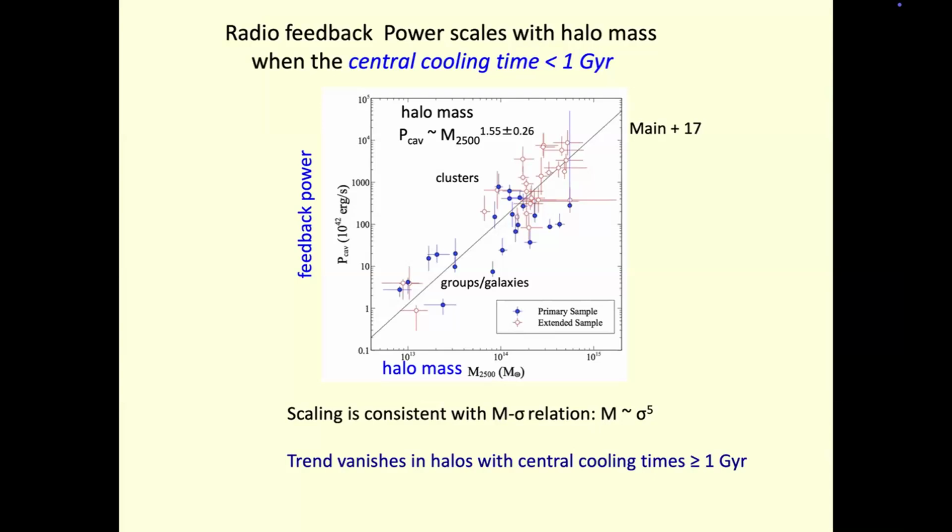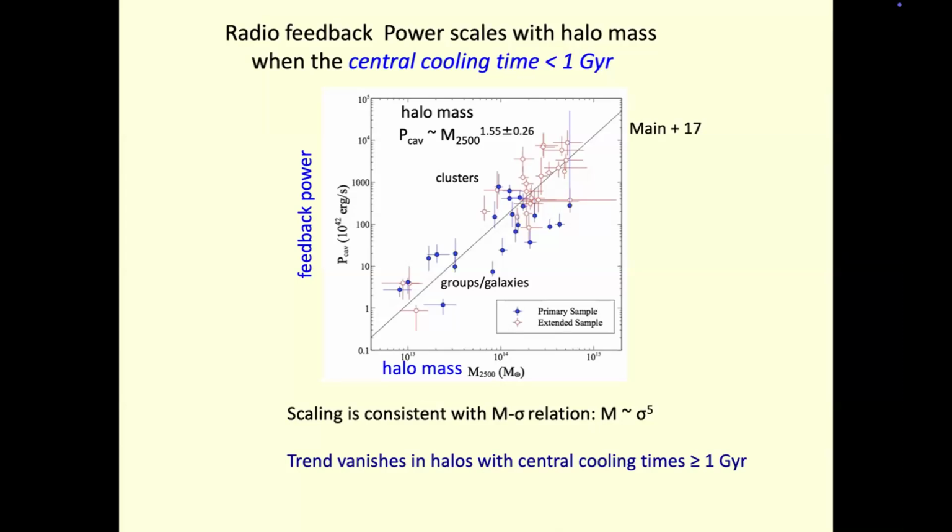And there are also technical issues, as I'll show in a couple of minutes, with making measurements in groups and galaxies. You're starved for photons, and it's very hard to simultaneously measure, for example, temperatures and metallicities in the atmospheres.